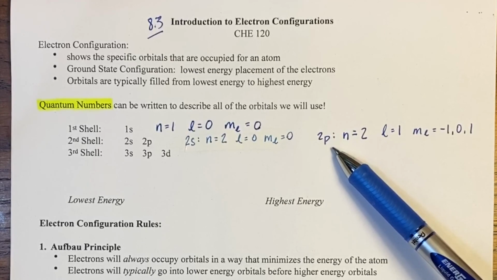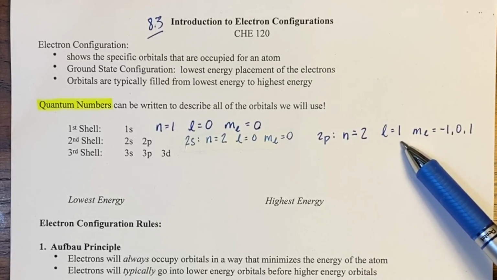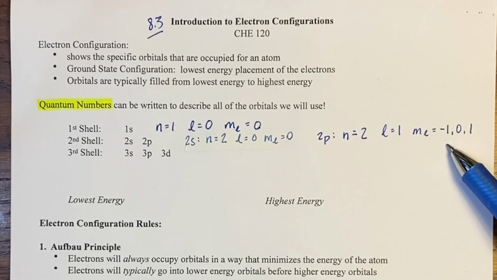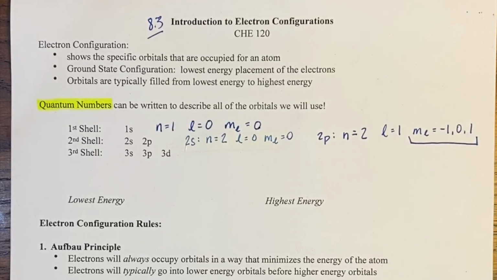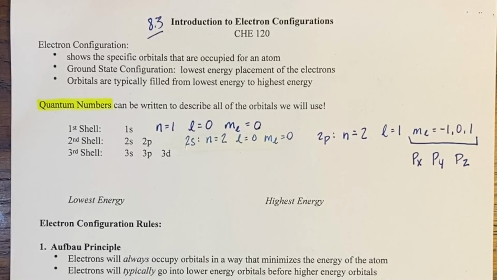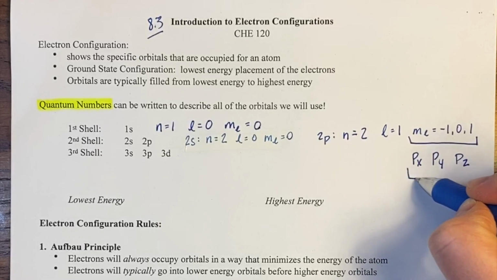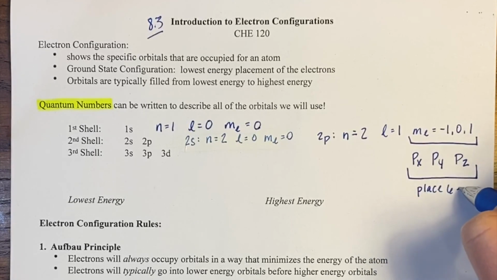As we look at the quantum numbers for the 2p orbital, n tells us that this orbital is in the second shell, L tells us it's a dumbbell-shaped orbital, and m sub L, having 3 values, tells us that there are going to be 3 dumbbell-shaped orbitals. And as we start talking about all of our orbitals, these 3 2p orbitals are going to be the px, the py, and the pz orbitals. They have a different orientation in 3-dimensional space. Each of them can hold 2 electrons, so in total I can place 6 electrons across those 3 p orbitals.